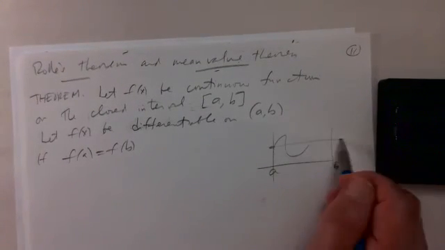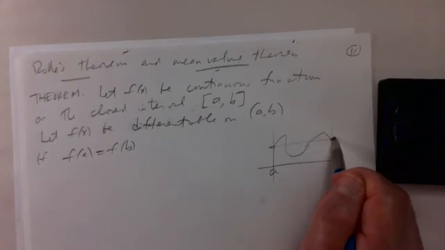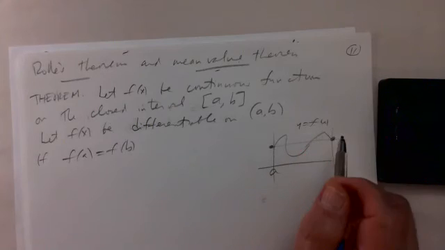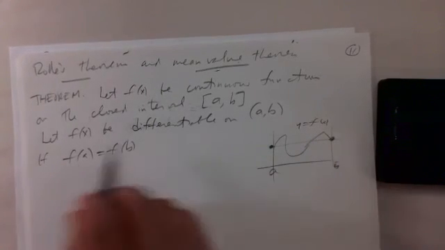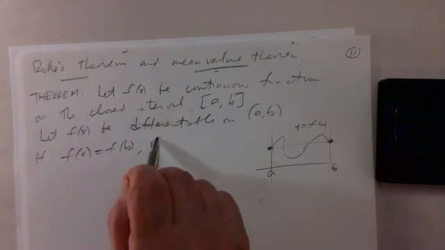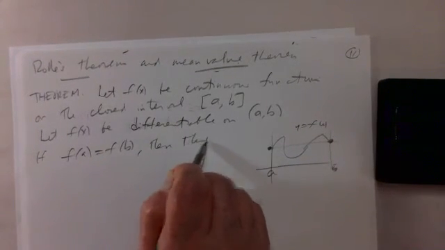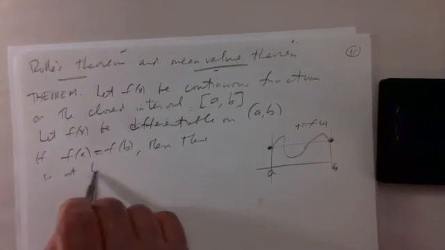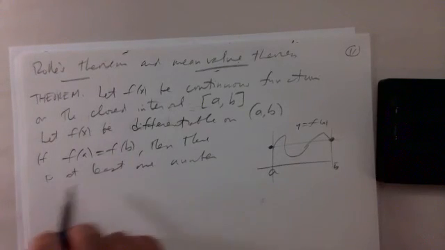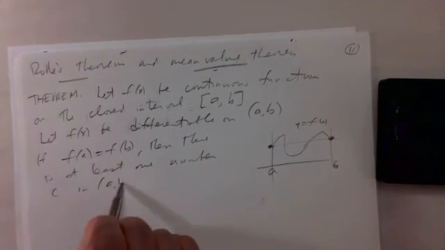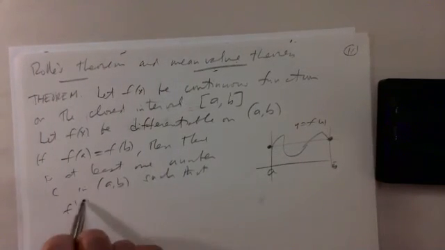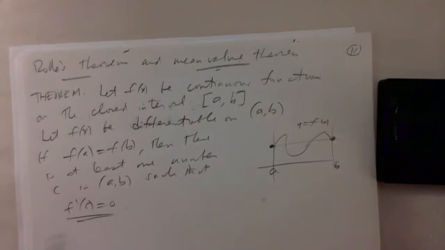So we have this interval from A to B, and the graph of the function, whatever it looks like, has the same values at the endpoints. So if f of A equals f of B, then there is at least one number C between A and B such that the derivative at C is 0.